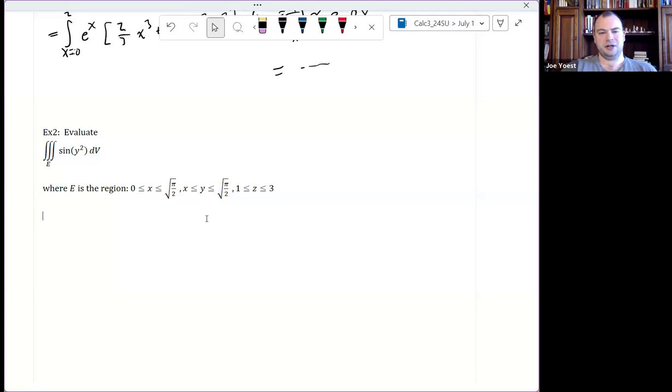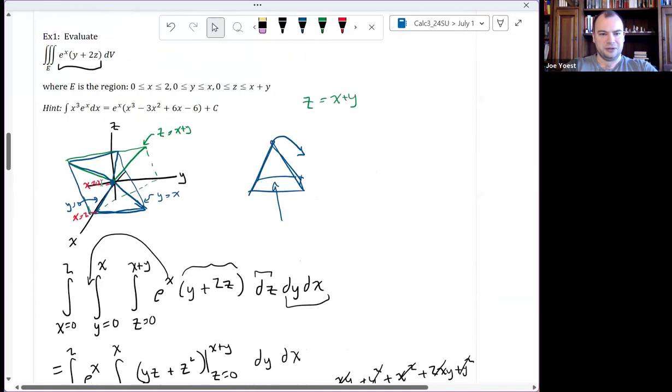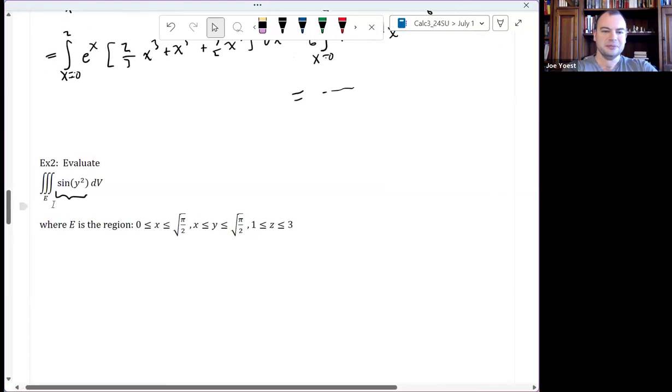So I could integrate x on the outside, then z, then y, or z on the outside, then x, then y. As long as the y integral is inside of the x integral, I'm fine as far as the bounds go. But I do have a bit of a challenge here in that this integrand isn't super nice.